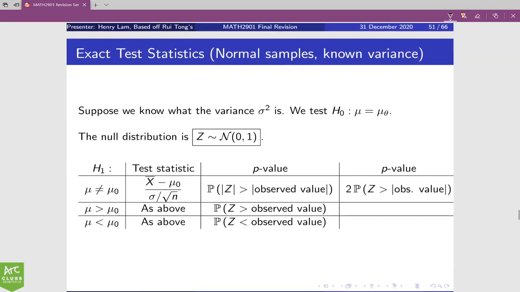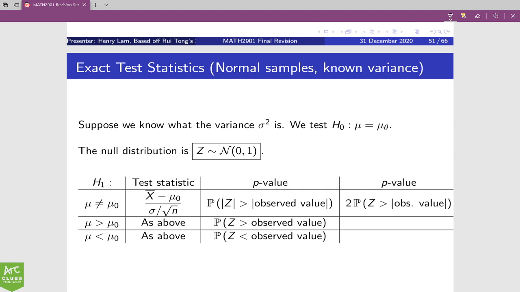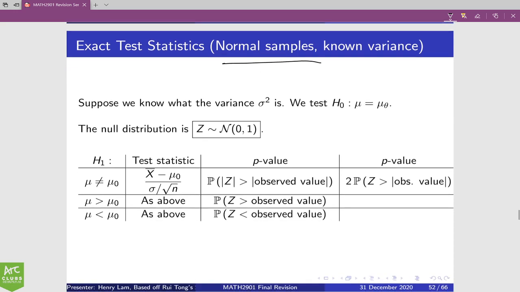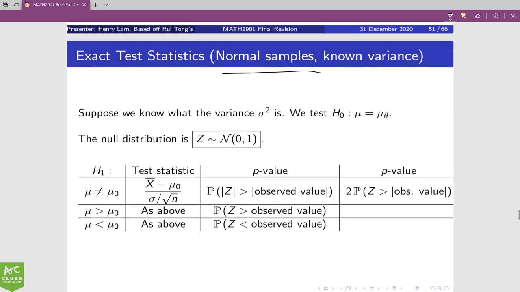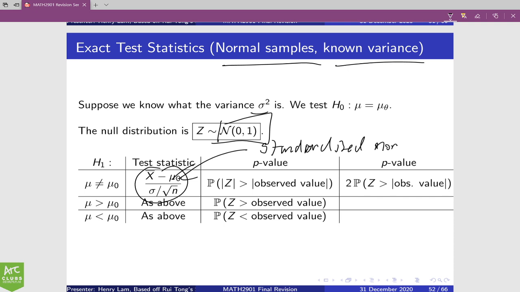Actually, no, before we do that, some examples. The main hypothesis testing you're going to do is basically on normals. For exact hypothesis testing, it's going to be on normal samples. So in this version, you know the variance, alright? So you can just straight up use that it's normal under the null. And this is your test statistic. This thing is just from standardization. Standardized normal.